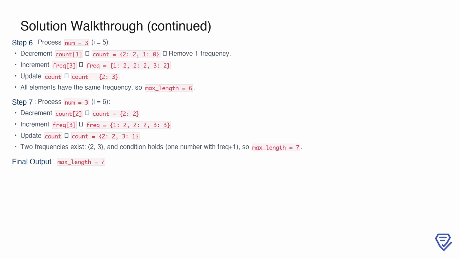For the seventh occurrence of 3, we first decrement count 2 to 2. Then, we increment the frequency of 3 in frequency, so frequency becomes 1, 2, 2, 2, 3, 3, and count updates to 2, 2, 3, 1. Here, two frequencies exist, 2 and 3, and the condition holds because there's only one number with the higher frequency of 3. Thus, max_length is updated to 7. The final output for this example is max_length equals 7.